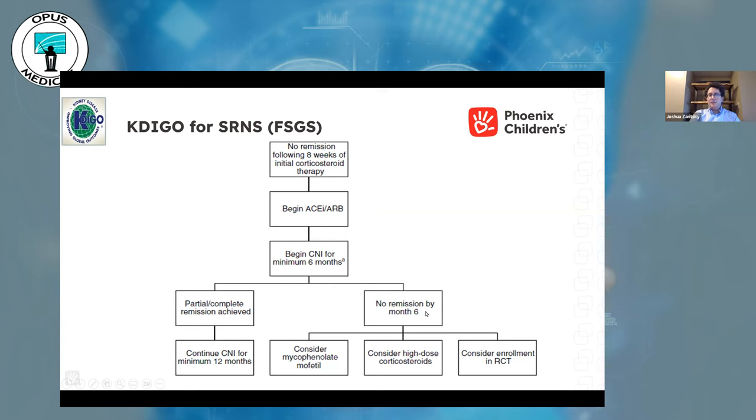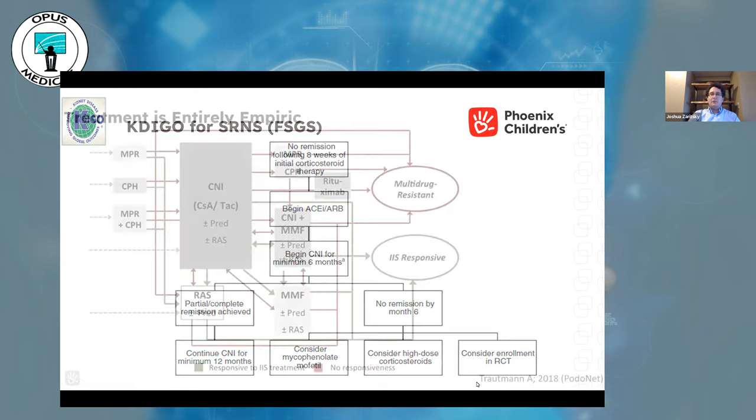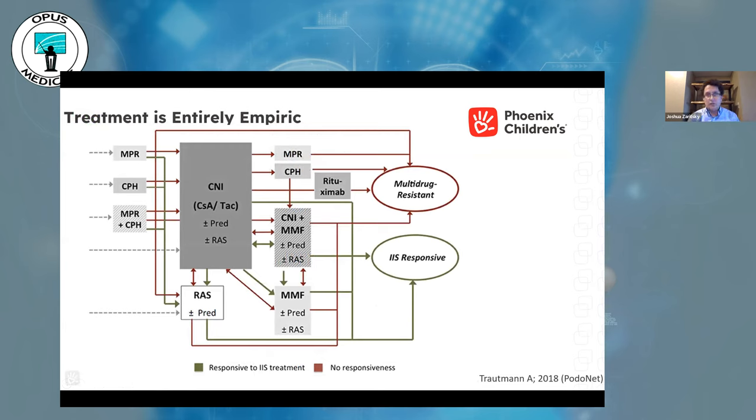Well, what about the patients who do not get remission? You can look at the KDIGO, which gives you three choices. Consider CellCept, which really doesn't work in steroid-resistant nephrotic syndrome. High-dose steroids, well, you've already done several months of steroids, or consider enrollment in a randomized controlled trial. So this is always difficult when you see this in guidelines. The good news is that we're starting to see more randomized controlled trials.